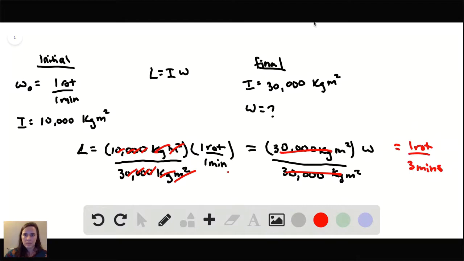Cooley up. All right. Let's try another one.